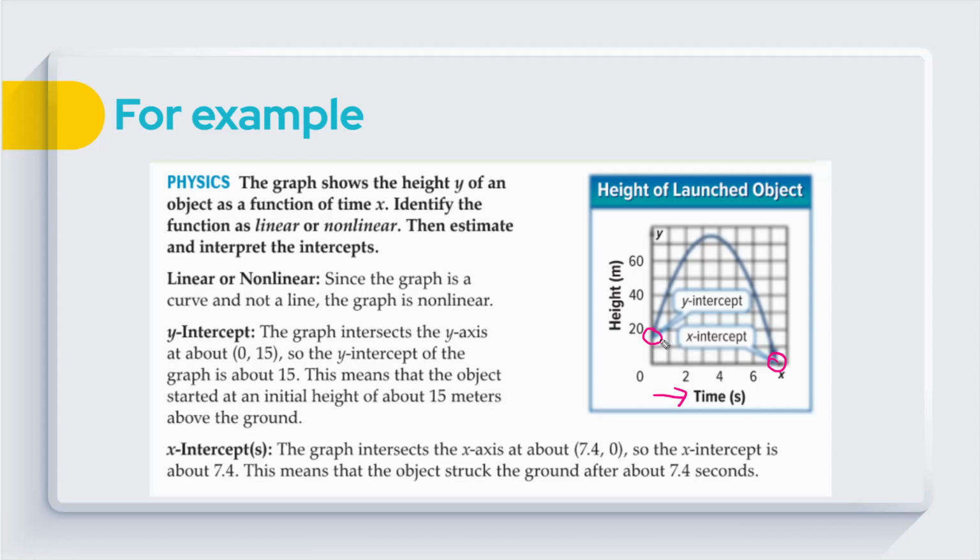Since the graph is a curve and not a line, the graph is nonlinear. The graph intersects the y at around (0, 15), and so on and so forth. I'll let you pause and look at this if you would like, but basically it just tells you an approximation of the intercept numbers.